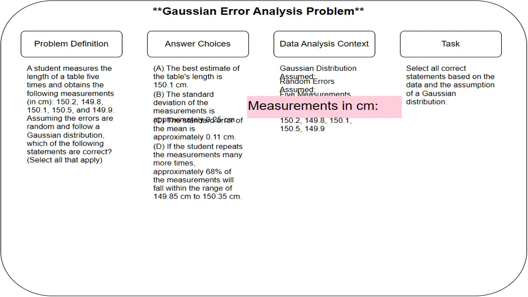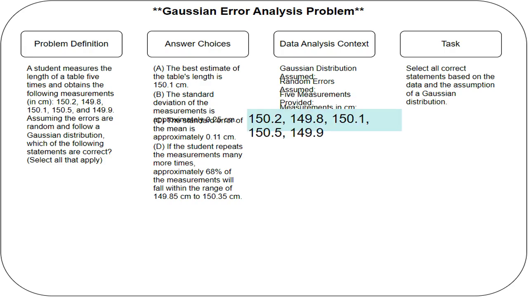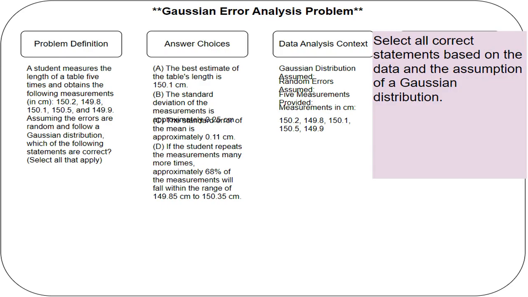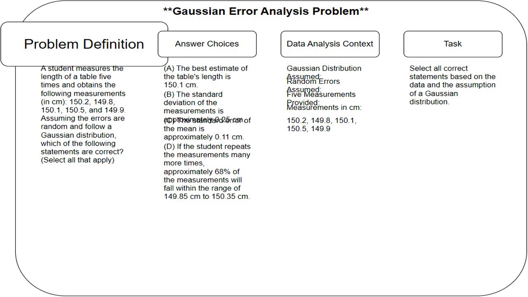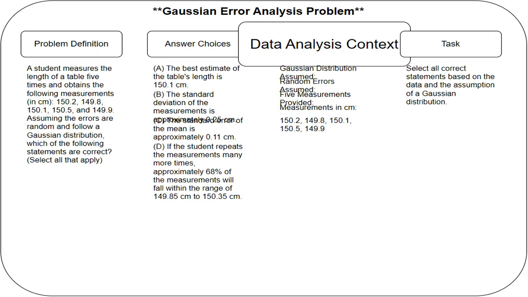Now, let's restate those measurements in centimeters for clarity. Those measurements are 150.2, 149.8, 150.1, 150.5, and 149.9. The goal is to select all statements that are correct based on the provided data and applying the principles of Gaussian error analysis. Now, let's determine what the student needs to do. Now, let's restate the problem to better understand it. Now, let's clarify the context in which data analysis is performed.